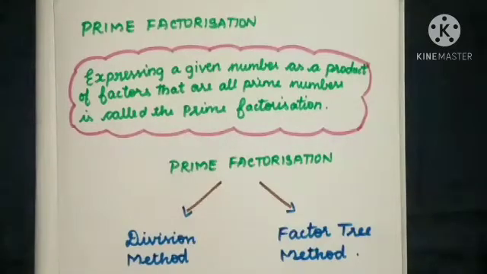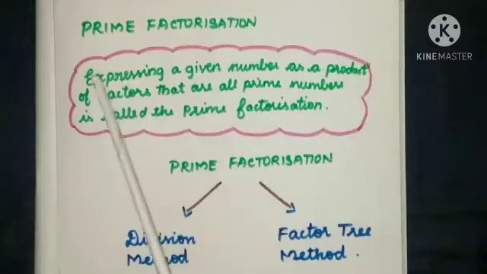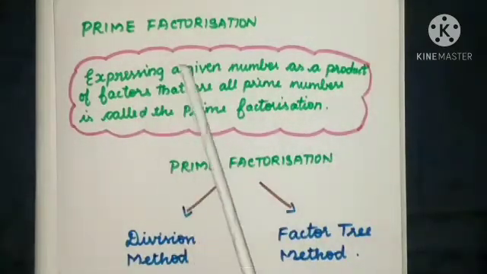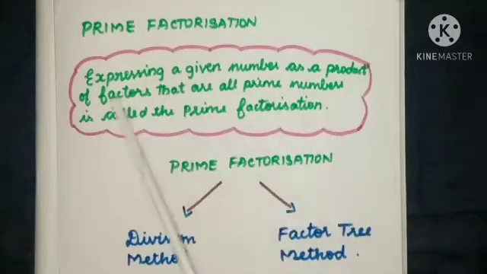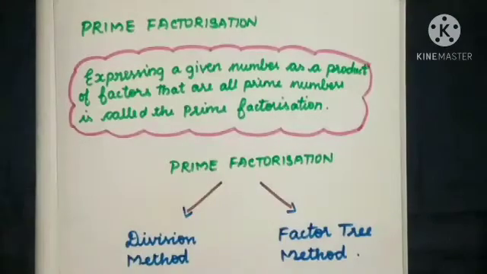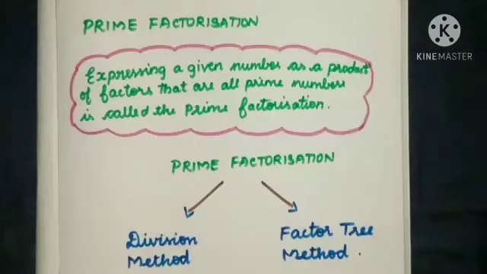Prime factorization. What is meant by prime factorization? Expressing a given number as a product of factors that are all prime numbers is called the prime factorization. There are two methods to find the prime factorization of a given number. One is prime factorization by the repeated division method, and another one is prime factorization by building a factor tree. Let us learn one by one.